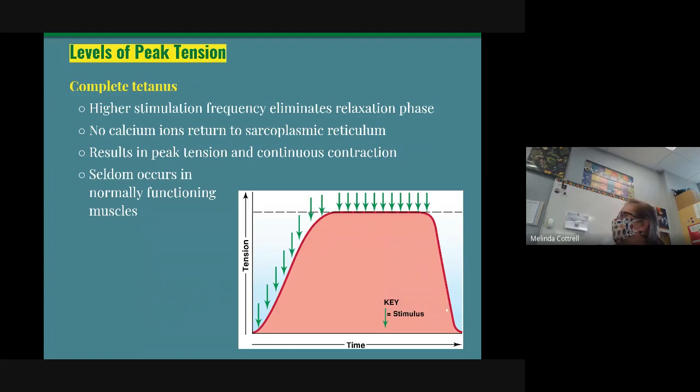Really what's driving this is the action potential from the nervous side. As soon as the action potential ends, that's when relaxation can occur again. This is not going to be found normally. Complete tetanus is not a normal occurrence. You never want to reach the maximum tension.